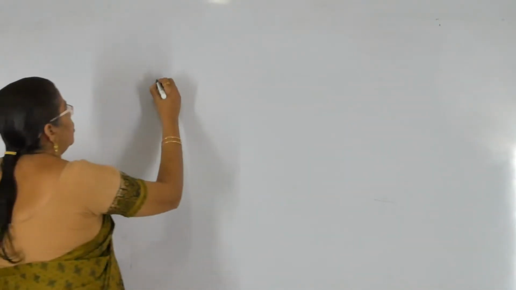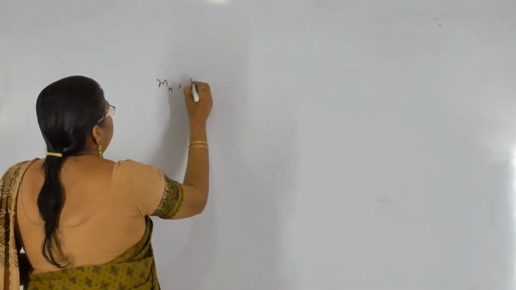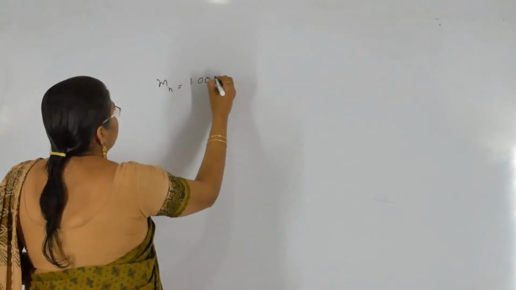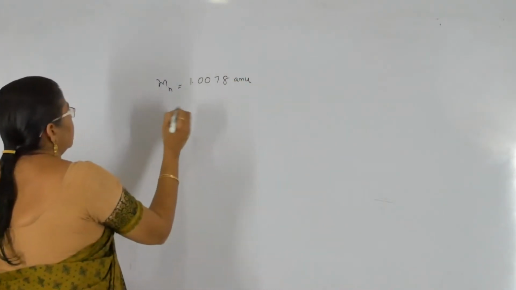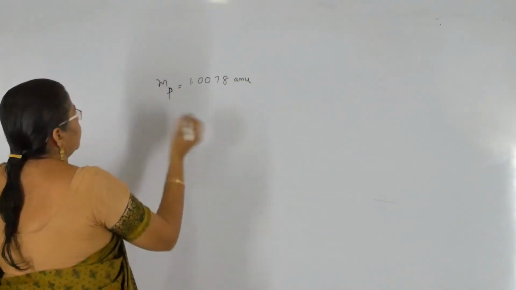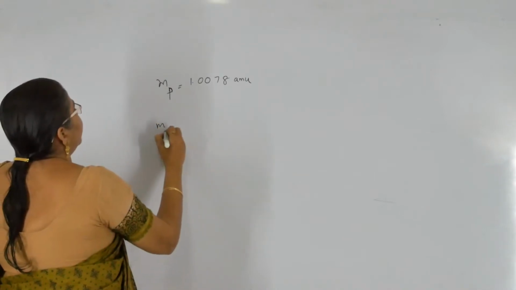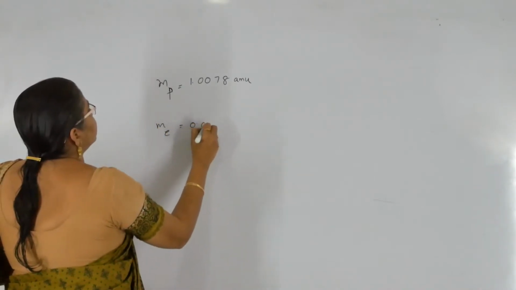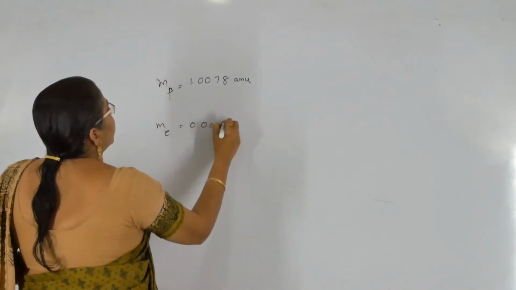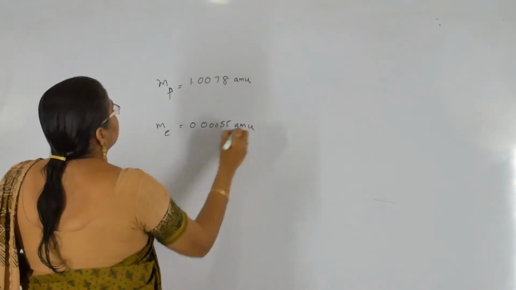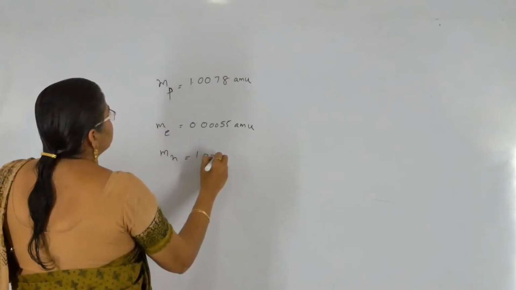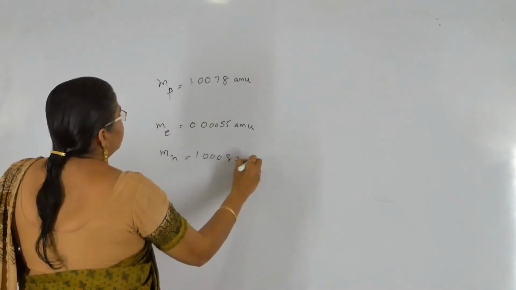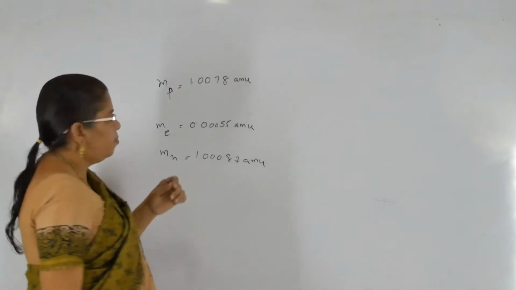Mass of neutron 1.0078 AMU. Mass of proton. Mass of electron 0.00055 AMU. Mass of neutron 1.0087 AMU. So these are the masses.